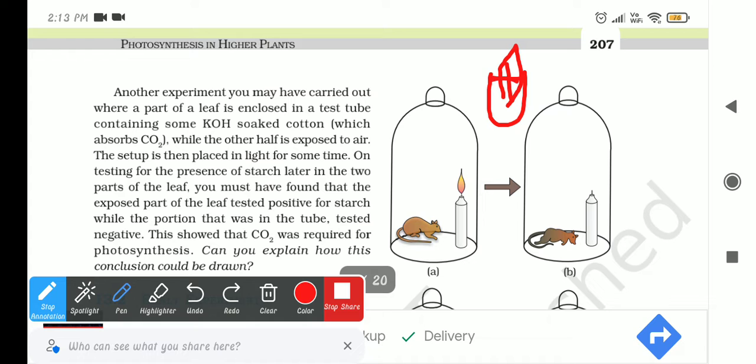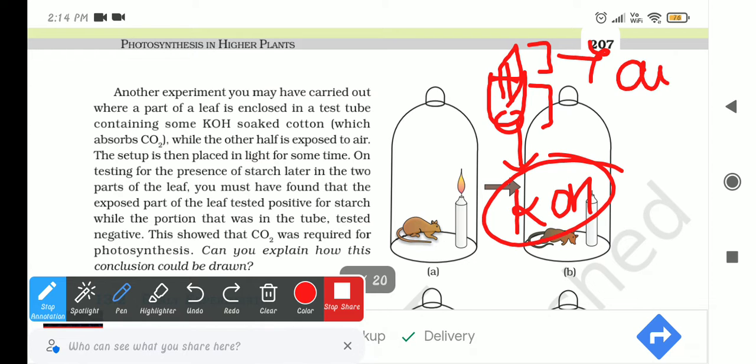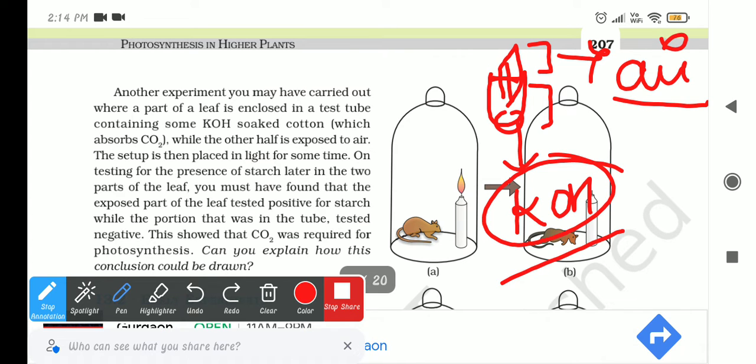Here in the test tube we have cotton soaked in KOH solution. This is the leaf, the variegated leaf. This portion is in the atmosphere, and this is in the test tube where we have kept the KOH soaked cotton. So what will happen in this case? This portion is exposed to air, and here it is KOH solution.